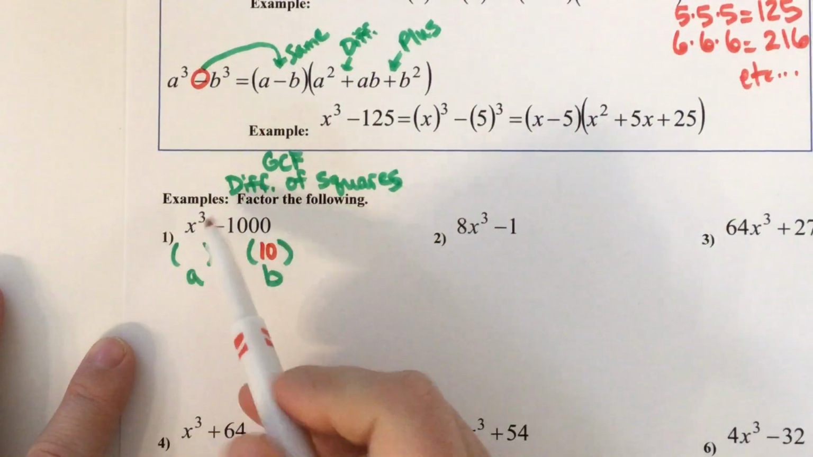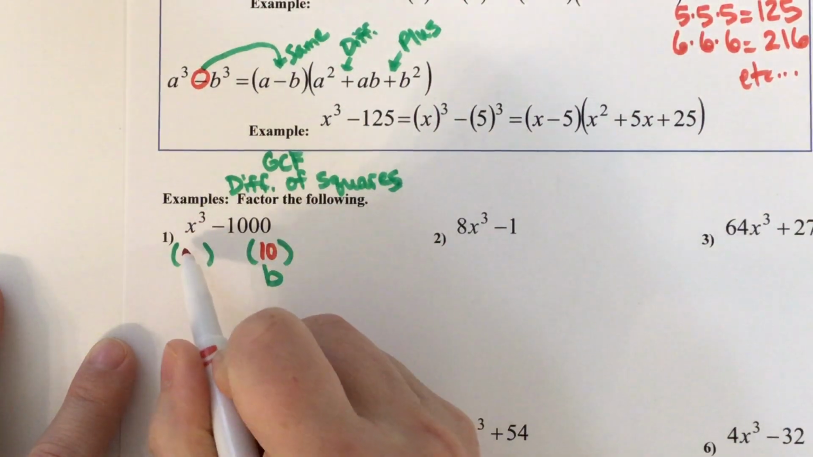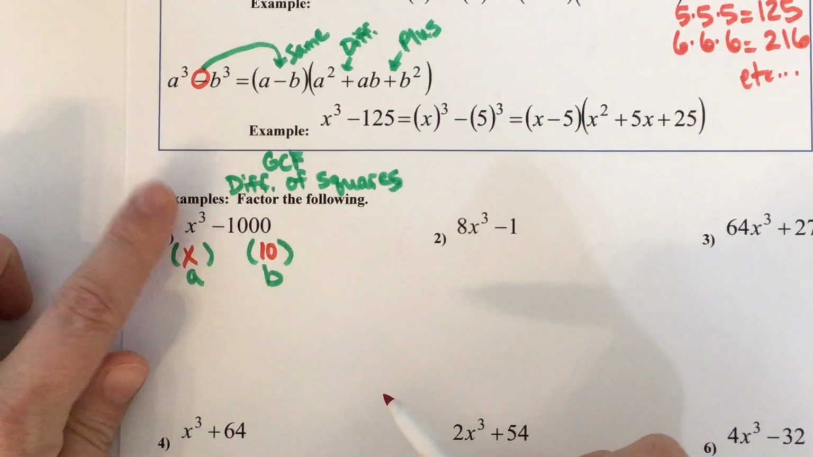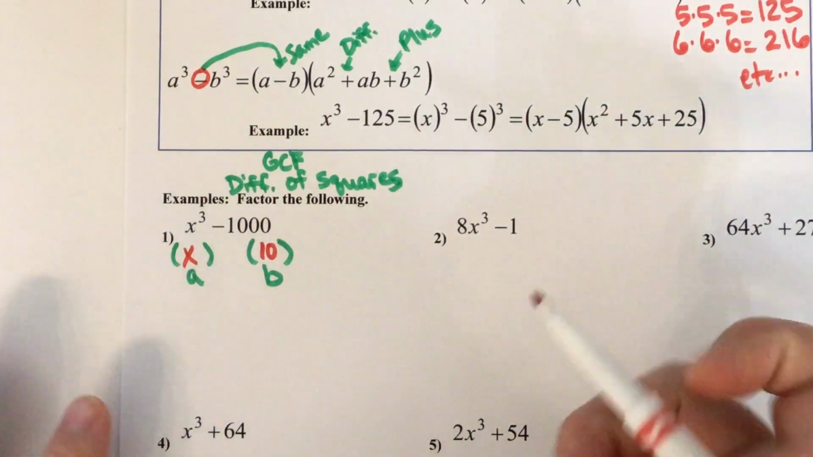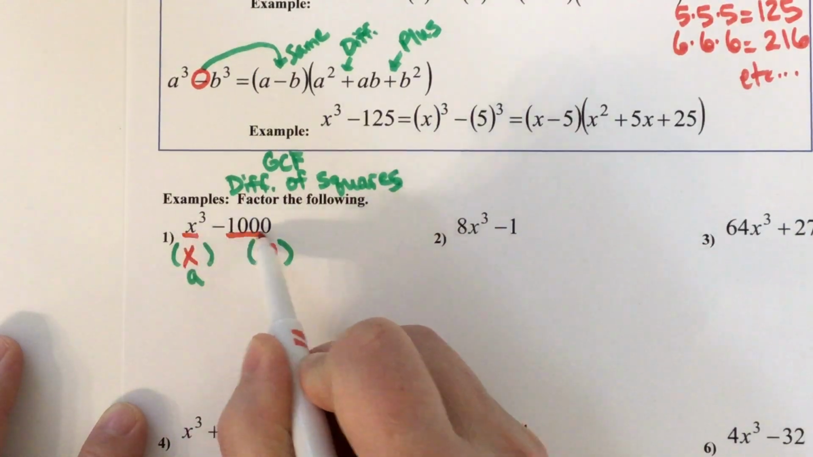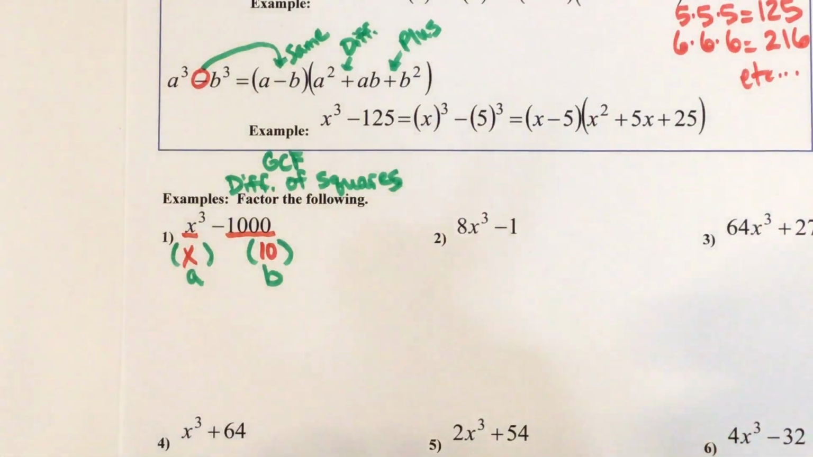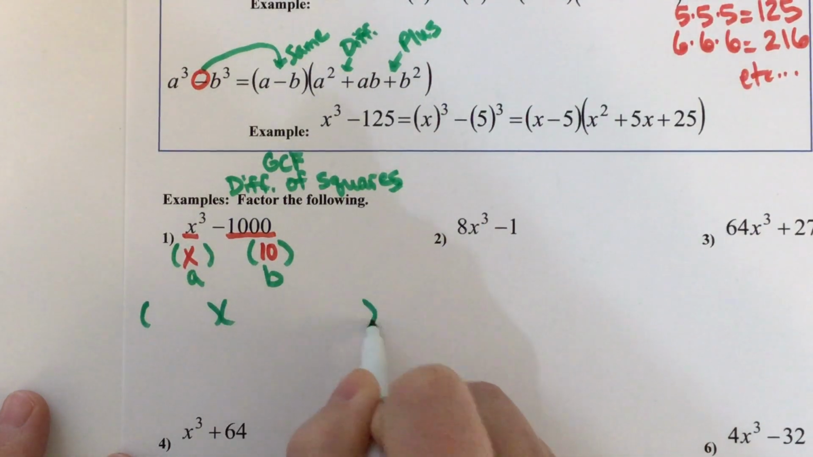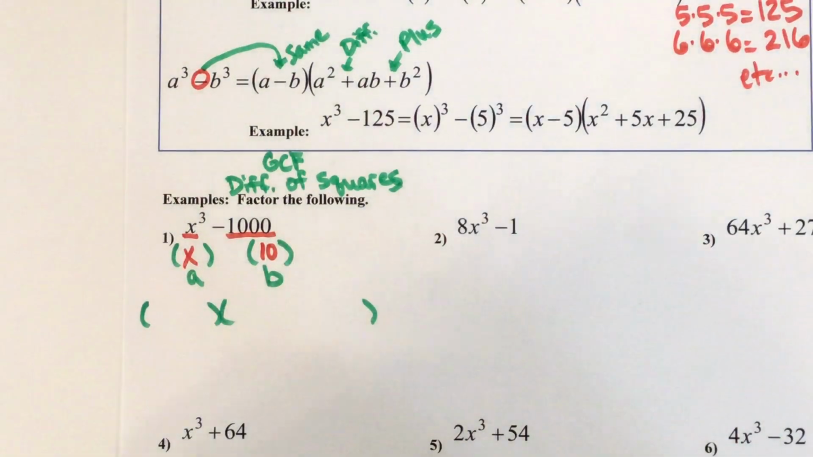And then the cubed root of x cubed is x, because x times x times x makes x cubed. So A and B are the cubed roots of these numbers. Okay, so now that I know who A and B are, I can follow my formula. First I'm going to get it just right in front of our faces. So I'm going to sing my little song.